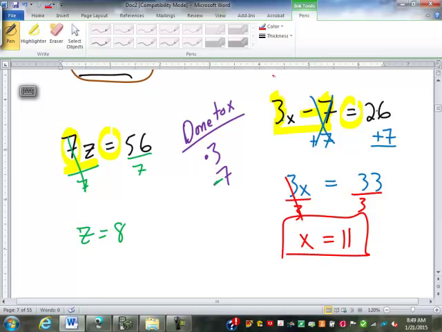To double check that, we put 11 in where the x was up here. 3 times 11 is 33, minus 7 is 26. So it's true.